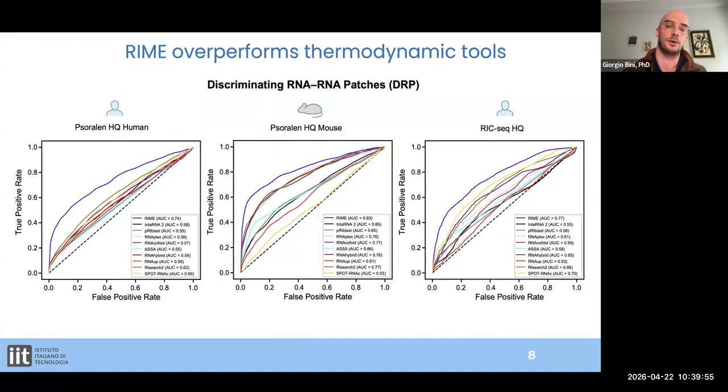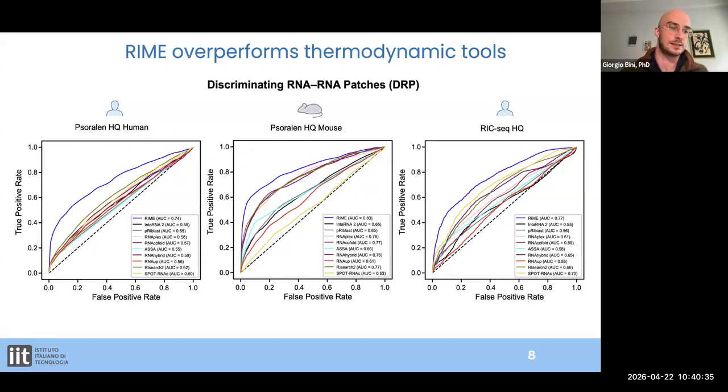And here I show the results starting from the discriminating RNA-RNA patches task. Here we can see the results of RHYME, which is the blue curve, compared to the existing tools, which are mainly based on thermodynamic principles such as base pair complementarity and accessibility. And as we can see on both human and mouse, and also on both psoralen-based and protein-based methodologies, RHYME outperforms existing tools with improvements of up to 12% in ROC AUC.